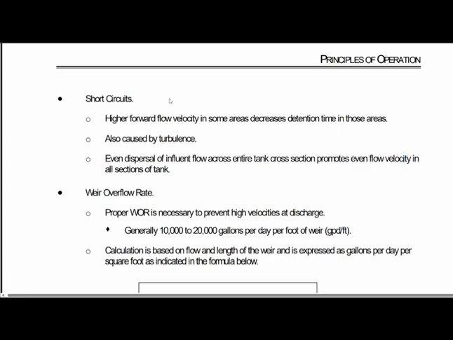Short circuits in your flow. If you have a high forward flow velocity in some areas, it decreases detention time in those areas. It can also be caused by turbulence. Even dispersal of influent flow across the entire tank cross section promotes even flow velocity in all sections of the tank.